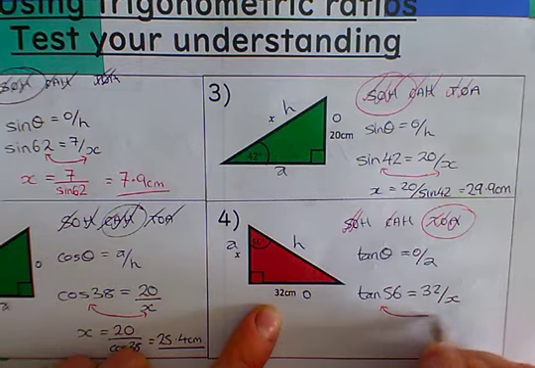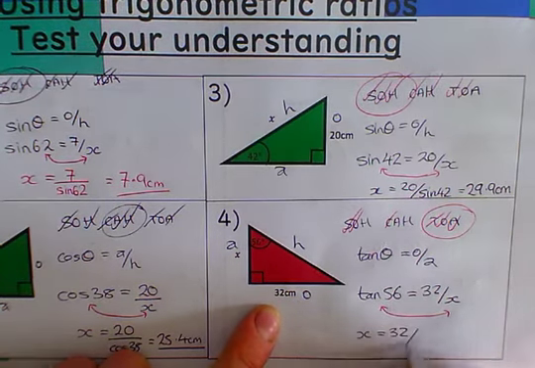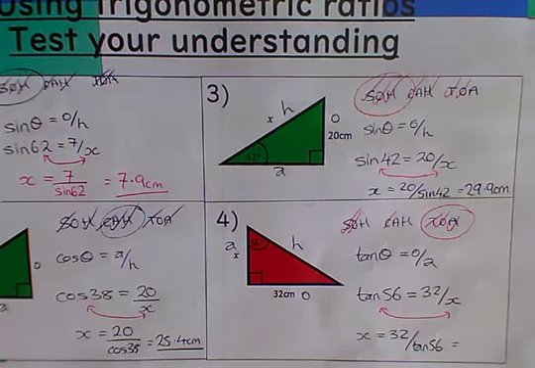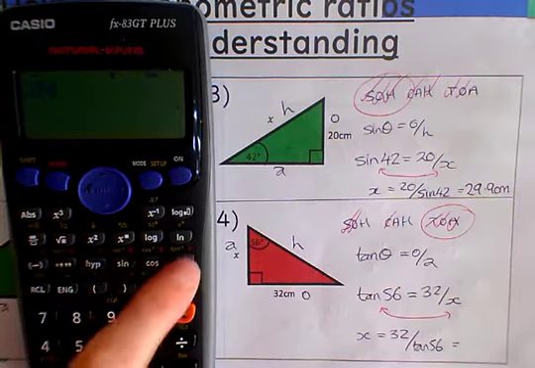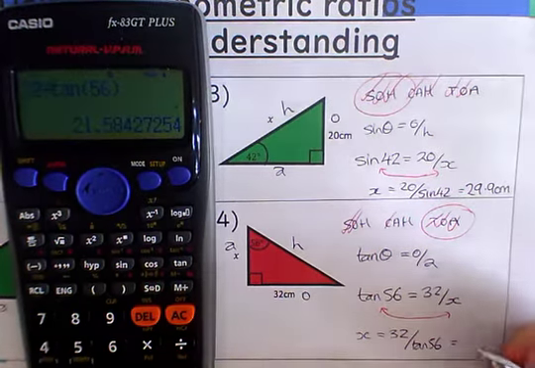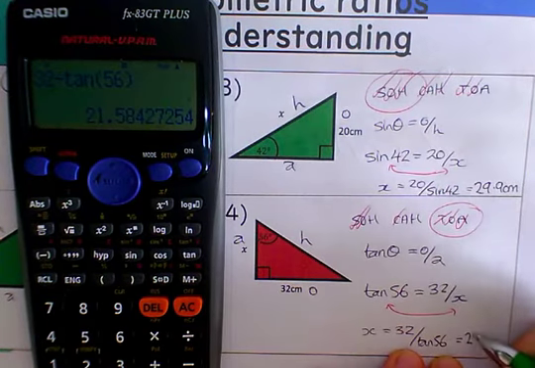And then, as we've done before, we can rewrite that as x is equal to 32 divided by tan 56. And if you type that into your calculator, 32 divided by tan 56 would give you an answer of 21.6 to 1 decimal place.